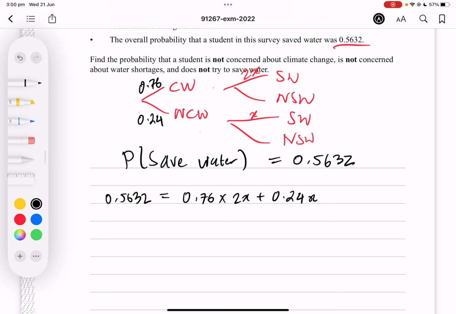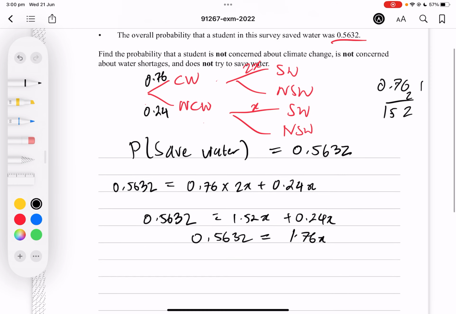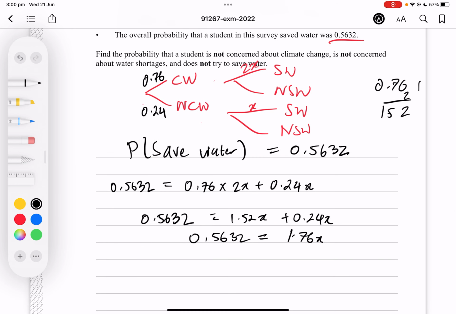Okay, and we have 0.5632 is equal to 0.76 times 1.5, that is equal to 1.76x. So we need to divide both sides by 1.76 to get x. So x equals 0.32.